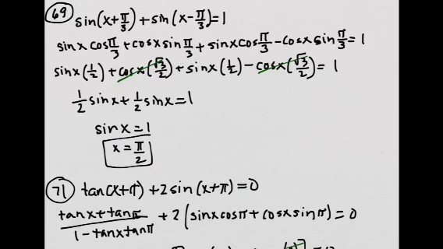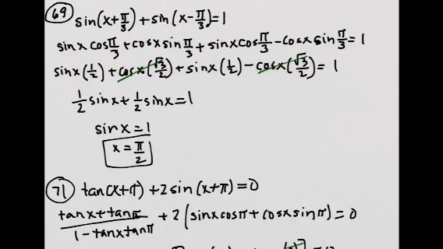Okay, for 69, again expanding sine of x plus pi over 3 and sine of x minus pi over 3. So here is the one for the first one. Here's the one for the second one right here. And you evaluate whatever you can. So cosine of pi over 3 is a half. Sine of pi over 3 is radical 3 over 2. Same thing here and same thing here. And here you have the next step.